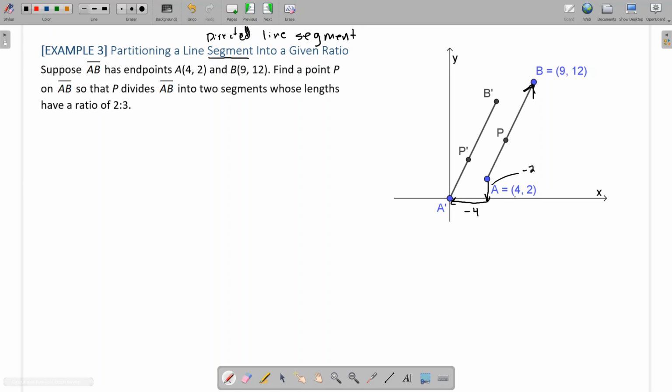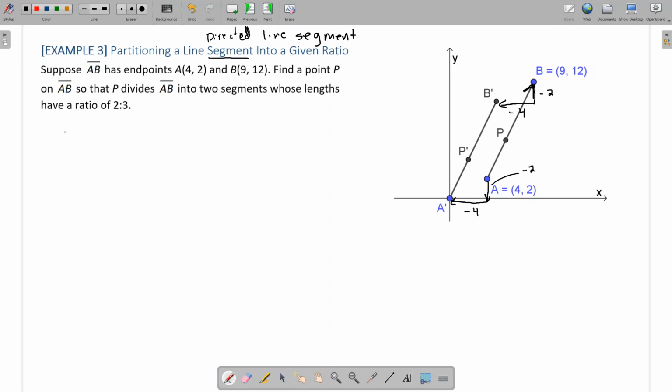Another way to think of this is I just subtracted this point from A. I took A and I subtracted itself and it took me back to the origin. Well, to get to where B needs to move, I have to do the same thing. I have to go down 2 and back 4.